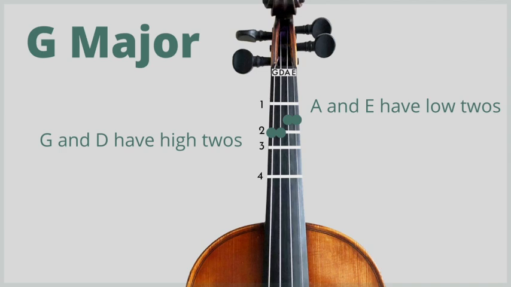So in our G scale, we have high twos on the first two strings and then low twos on the next two strings, right? So our high twos, B natural and F sharp, and then our low twos, C natural and G natural. If you look closely here, you can see we've got our high twos marked on the first two strings and then low twos on the next two strings.